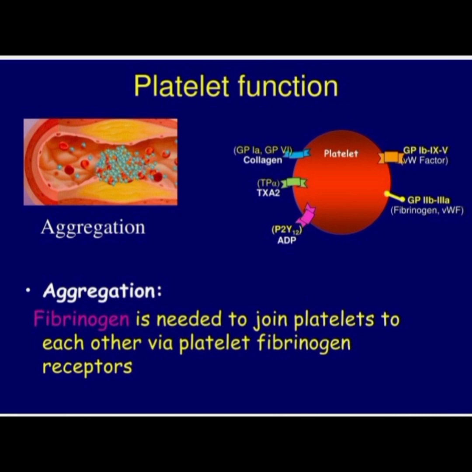The major function of platelets is aggregation. Fibrinogen is needed to join platelets to each other. View the platelet fibrinogen receptors. The receptor is made up of GPIa, GPVI, collagen, and other components. That's all about the platelet.